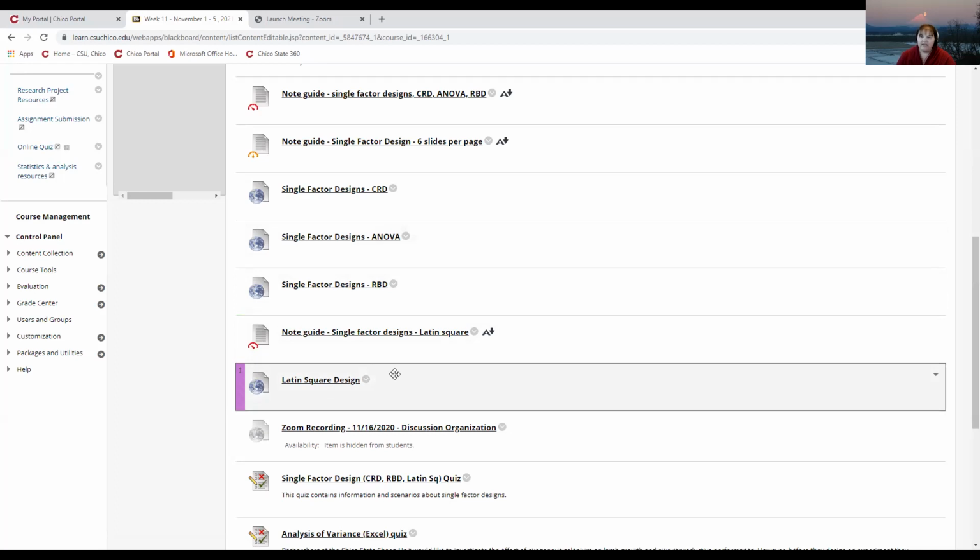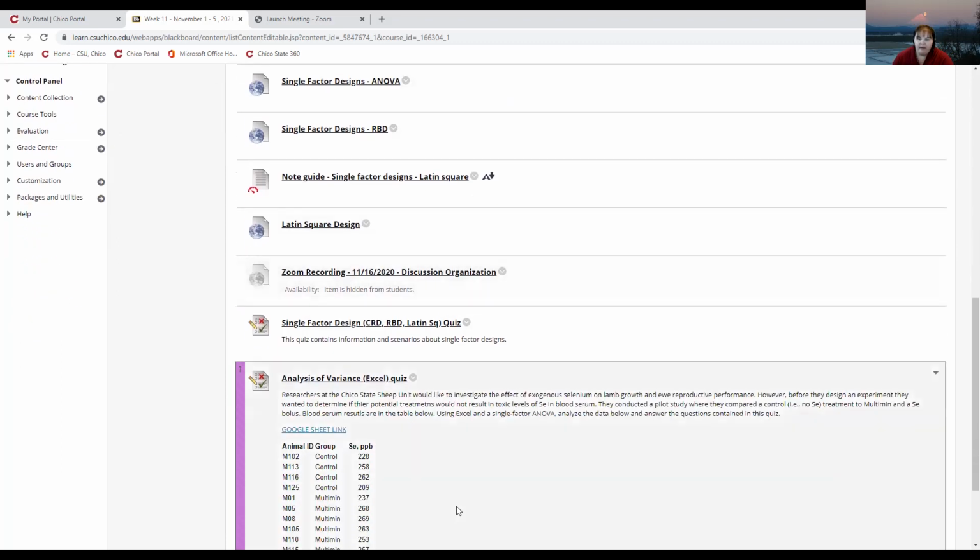And Latin square designs are really popular in animal science. They're less popular in plant science. And so next week, we're going to talk about a more complex design that is really used heavily in plant science, but it's actually a multi-factor design. It's not a single factor design.